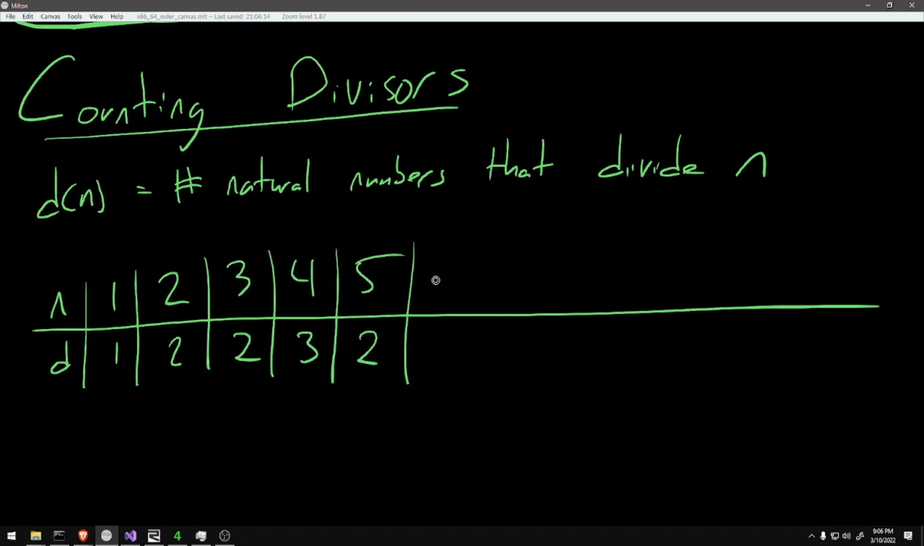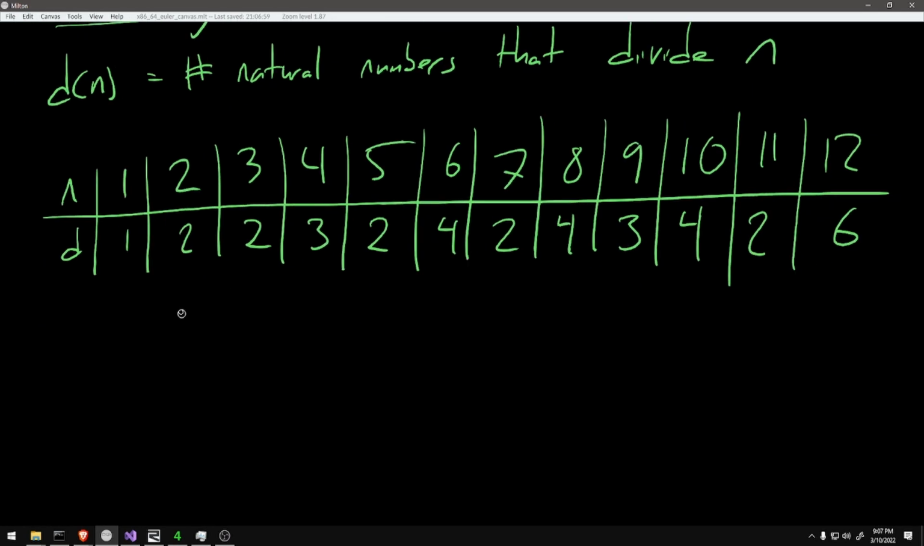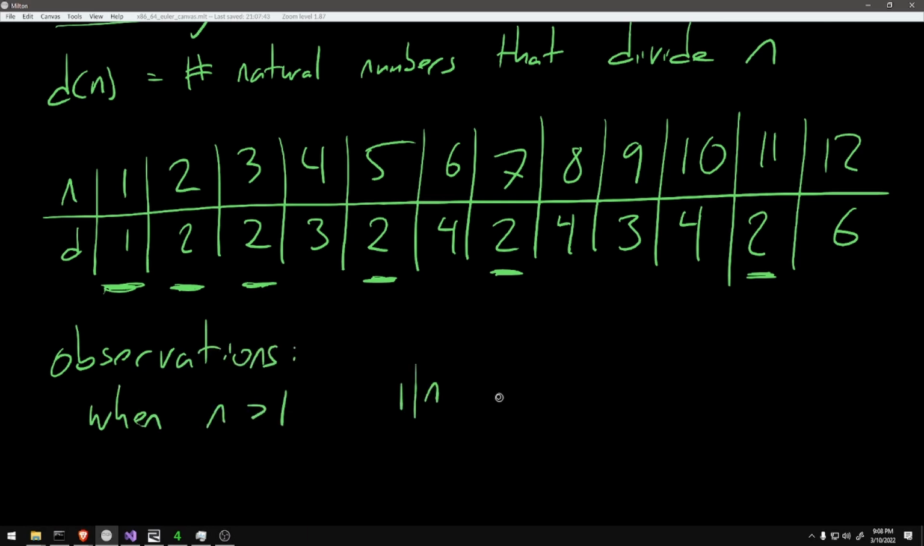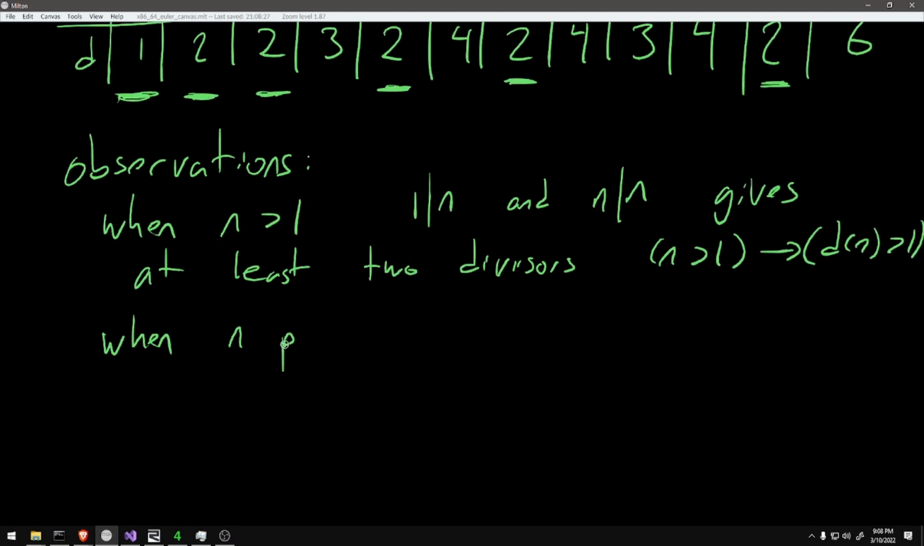So the first thing I decided to do was to sit down and write down a table comparing n and d, where d is my value for the number of divisors, just so I can start pattern hunting. Next, I'm writing down observations as they come to me from staring at the table, until they build up to a full expression for the function d. So the first thing I notice is that whenever n is greater than 1, you're going to have at least 2 divisors, because 1 will divide n and n will divide n, and since 1 and n aren't the same, you'll get 2 divisors just from that.